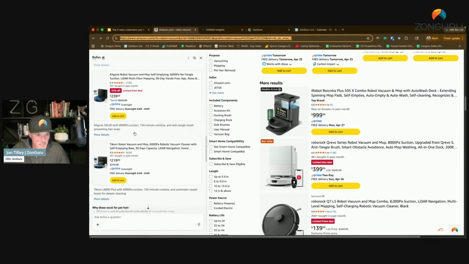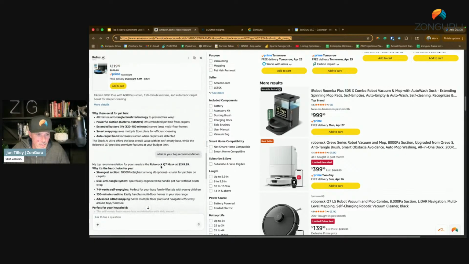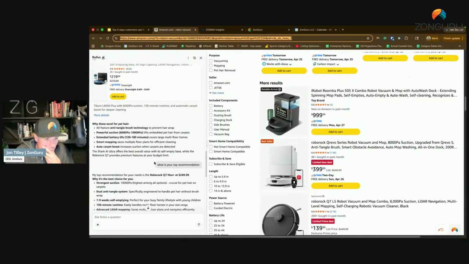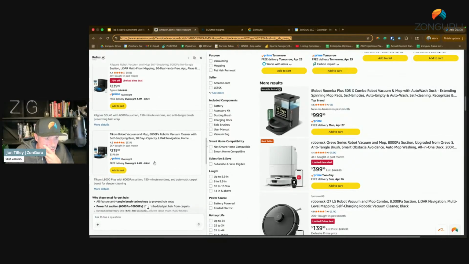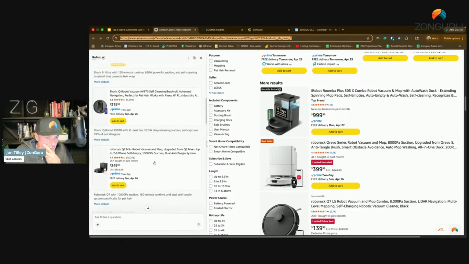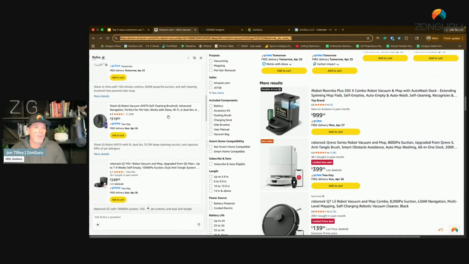So it was Roborock, and I think the other one was Shark IQ. So why did it recommend Roborock over Shark IQ? Let's see. But what I want to do right now is jump in and actually show you.